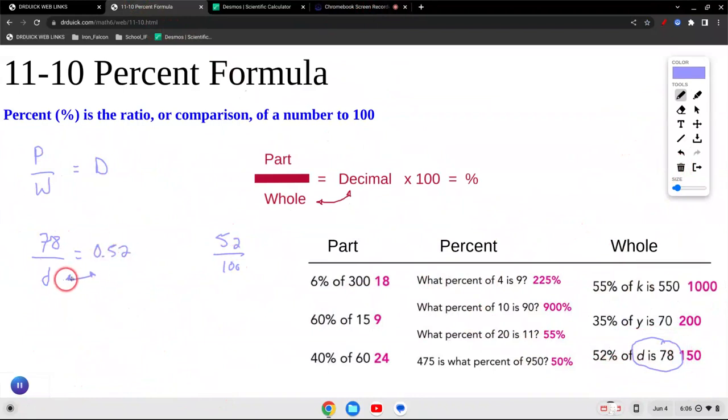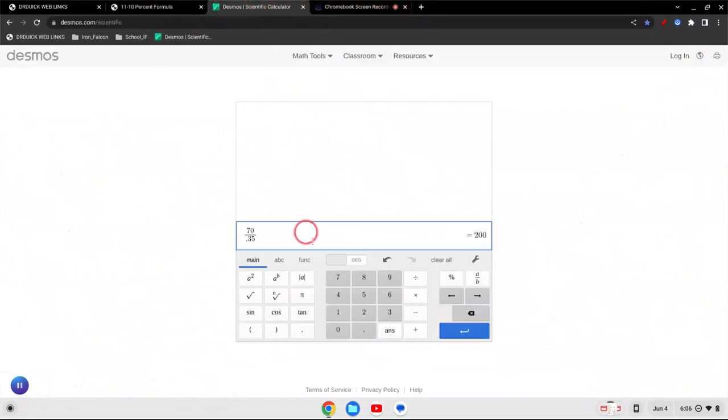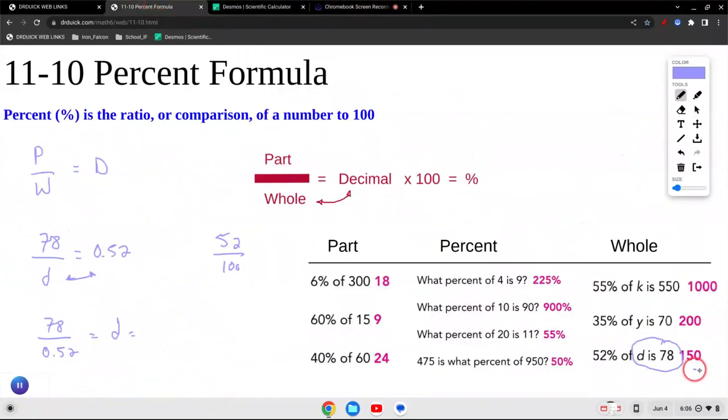These guys will switch spots, so it's 78 divided by 0.52 is equal to my D, which will be my whole number. Let's try this out. 78 divided by 0.52. The answer is 150, and that's what it says down here. 150 equals D. So that's how you do the last one. Of course, this was 11-9. You're trying to find the whole number.